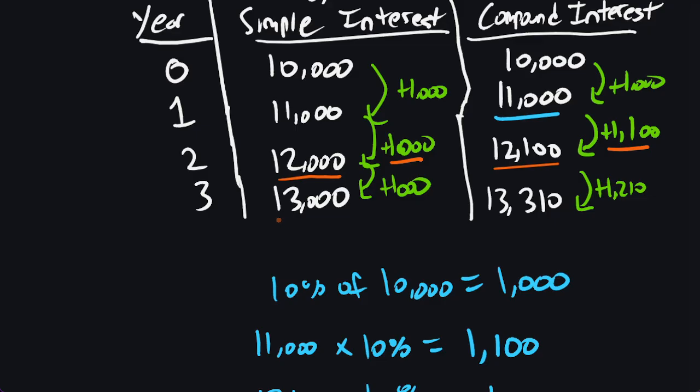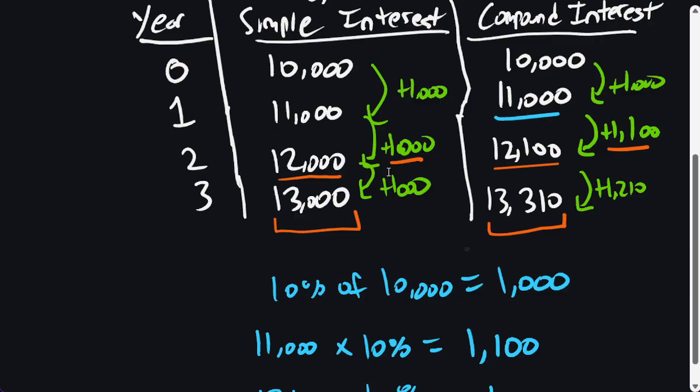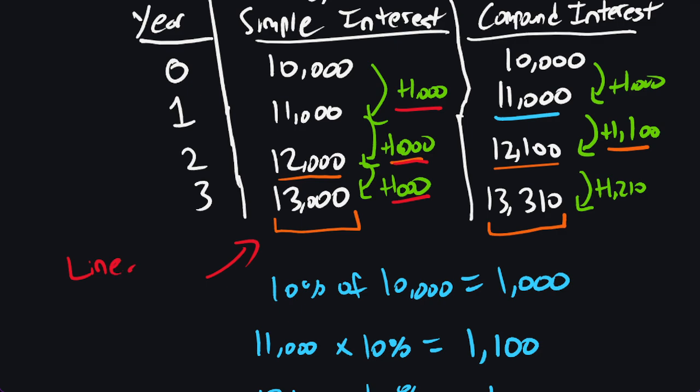So now look at year 3. Under simple interest, you have $13,000, and under compounding interest, you have even more money: $13,310. So compound interest gives you more money. And notice that the rate of change under simple interest is linear. It's 1,000 each year. So under simple interest, this is linear growth.